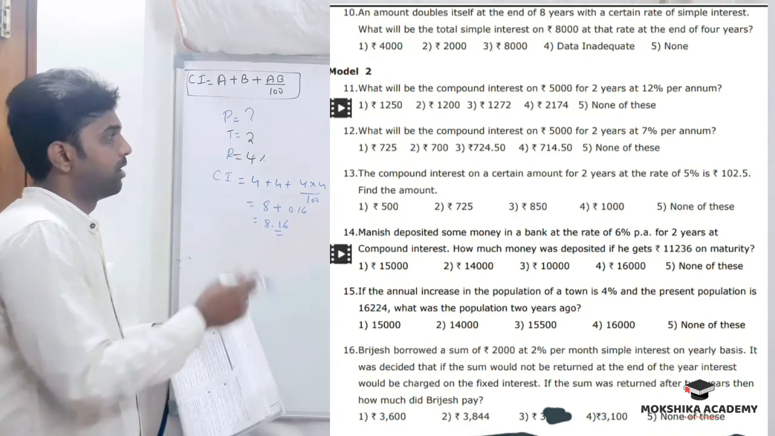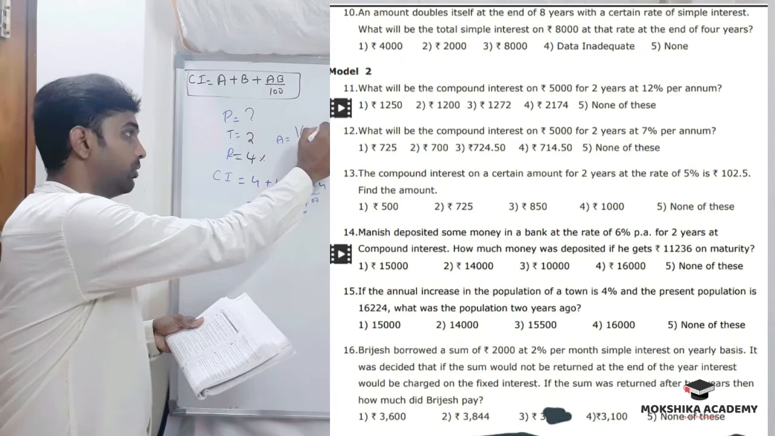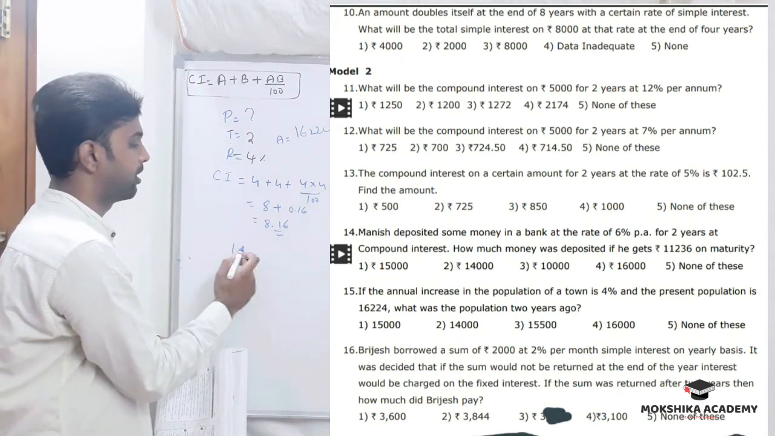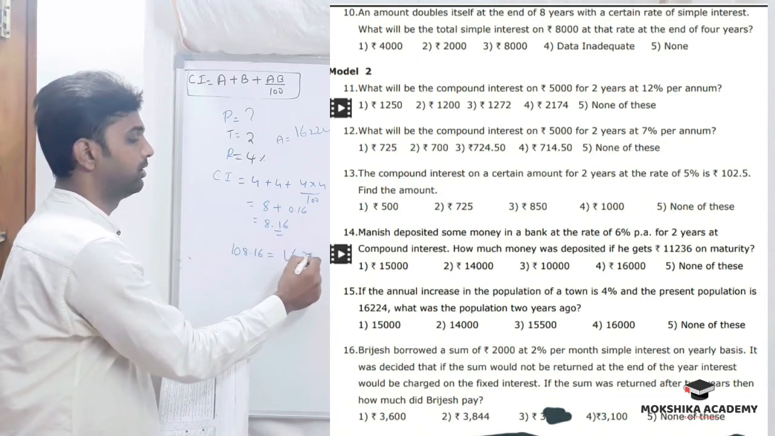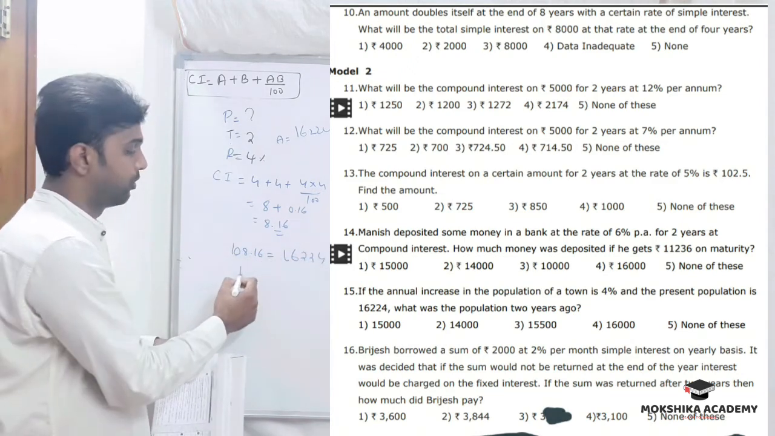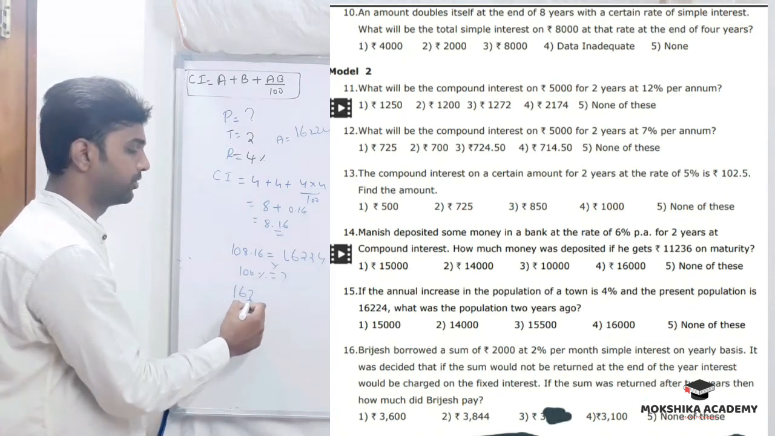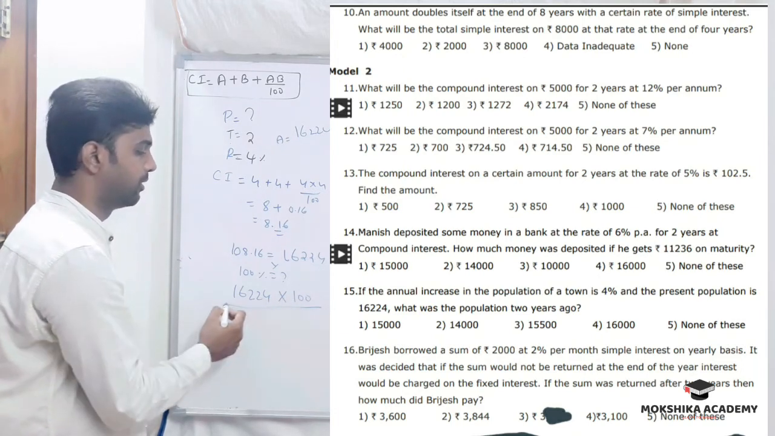Amount is given, right? What is the amount? 16,224. So 108.16 is equal to 16,224. What is 100%? Just cross multiply. 16,224 into 100 divided by 108.16.